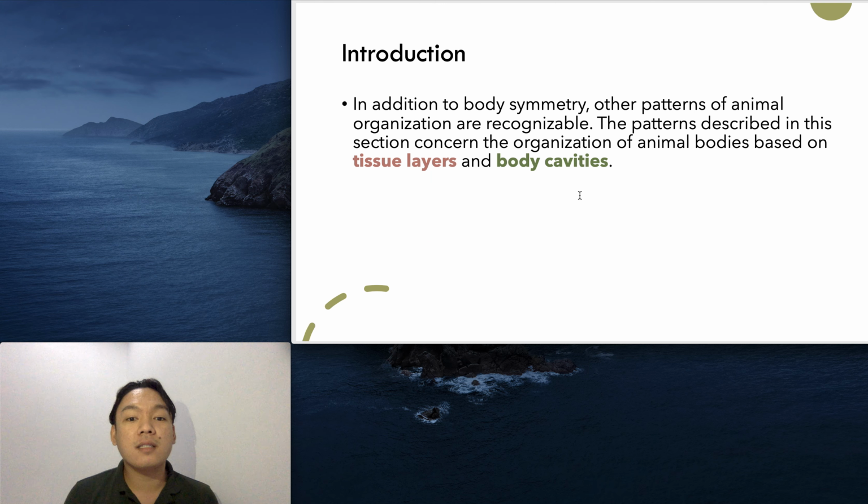We have tissue layers and body cavities, because we are not only considering the body symmetry of the animal; we have a lot of factors to consider. So in this section we will learn about tissue layers and body cavities. You know that tissues are aggregates of cells, and body cavities are developed during the embryonic development of your animal.